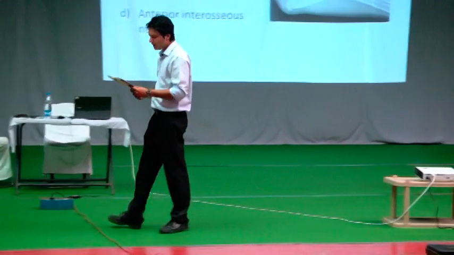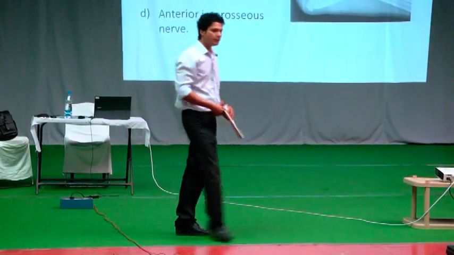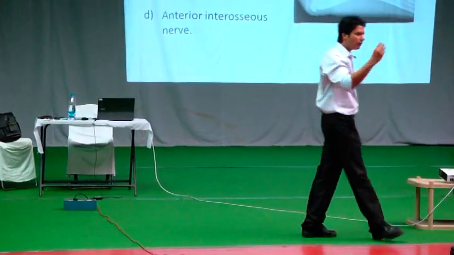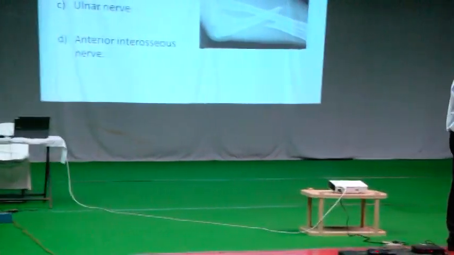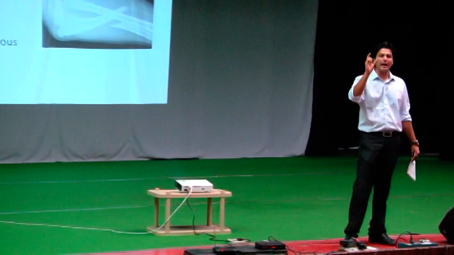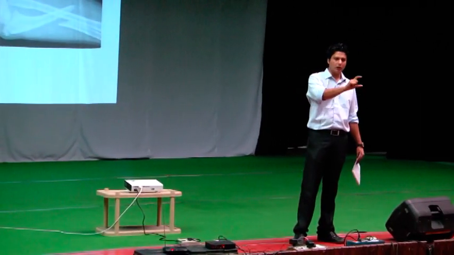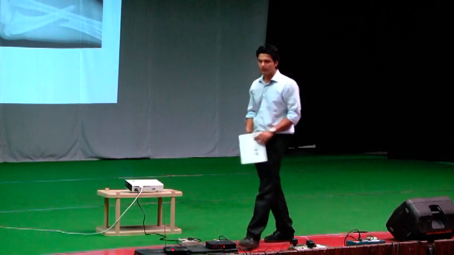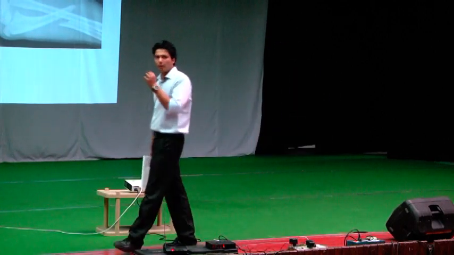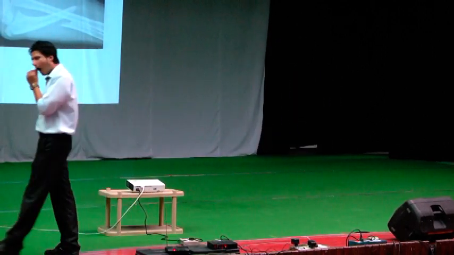Not a feature of the unhappy triad of O'Donoghue. What are the features of the unhappy triad? It is injury to the anterior cruciate ligament, medial meniscus, and medial collateral ligament. So these are the three components of the unhappy triad.